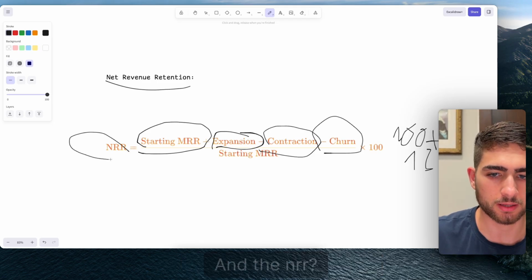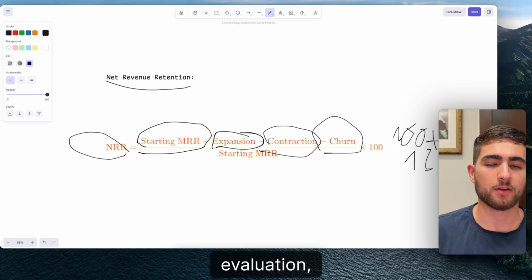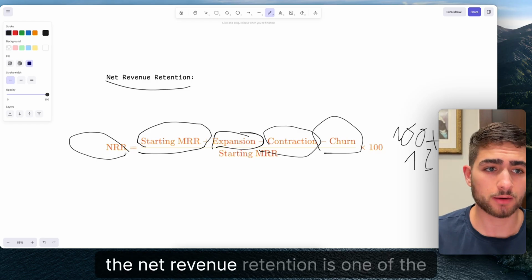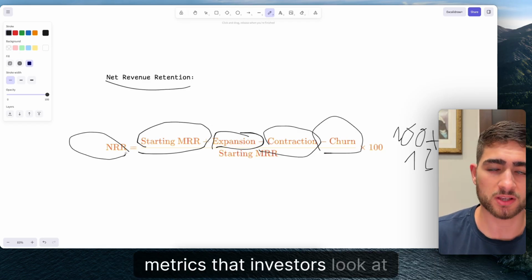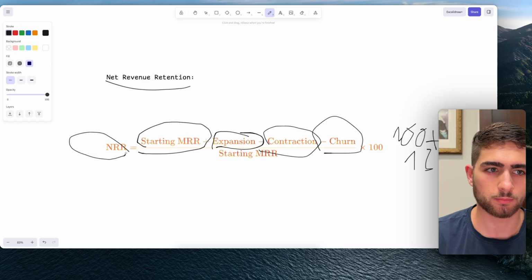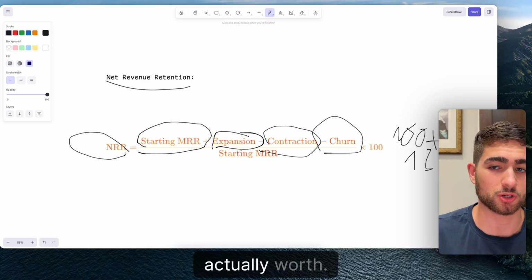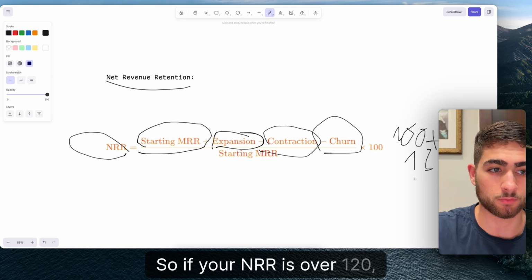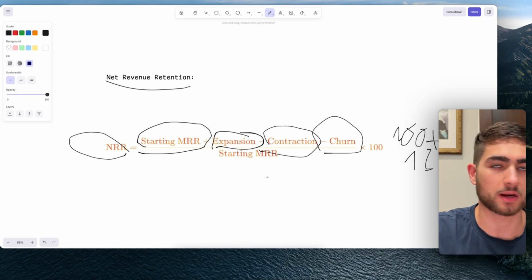And the NRR, even if you're trying to sell your company or get a higher valuation, the net revenue retention is one of the most important metrics that investors look at to figure out if the company is worth investing in, and it works actually well. So if your NRR is over 120, for example, you're going to get a way better revenue multiple.